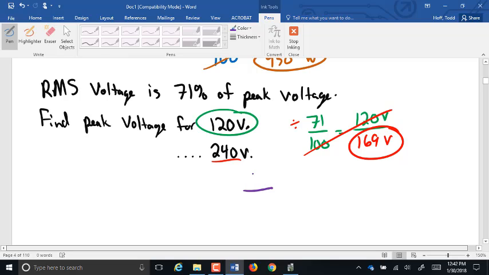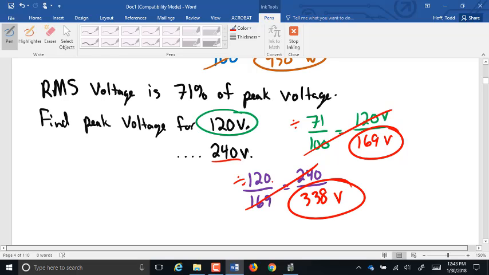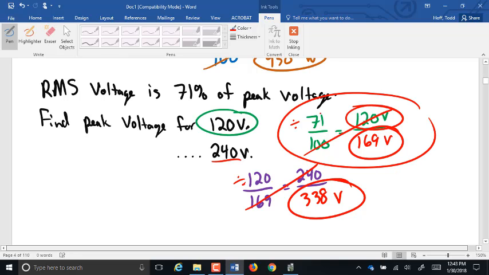Now for 240, here's where we can use a ratio. If RMS is 120 out of 169, 240 would be out of 338, right? Now again, we could have set up this one here and just put 240 in here instead of 120, but I just want to take a little bit different approach.